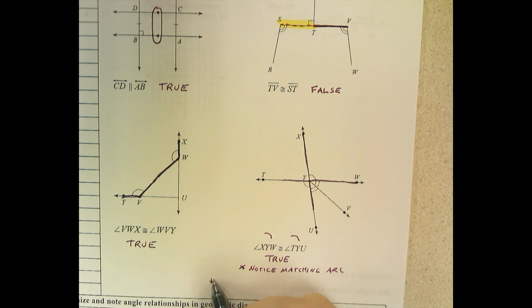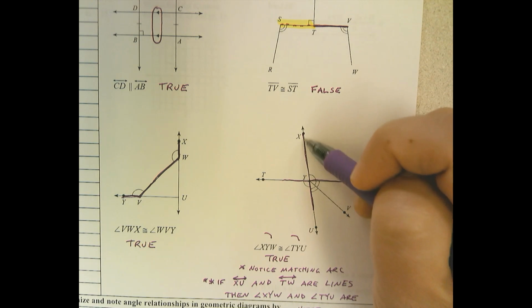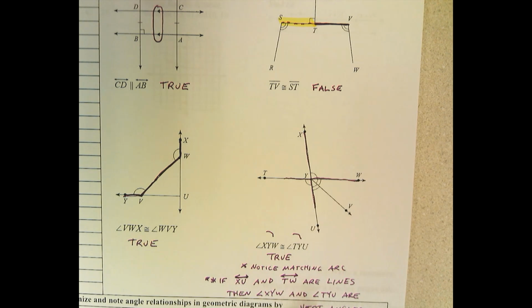Also, I would like to point out that if we were told that XU and TW are lines, then we would have a vertical angle. Then XYW and angle TYU are vertical angles. And if they're vertical angles, then they would be congruent. But we are not told this statement, so I can't use that as justification because I don't know whether there's a bend as we pass through Y going to U. But that's really kind of digging deep into thinking about the full implications of the problem and what you're provided in the diagram. So thank you for watching.